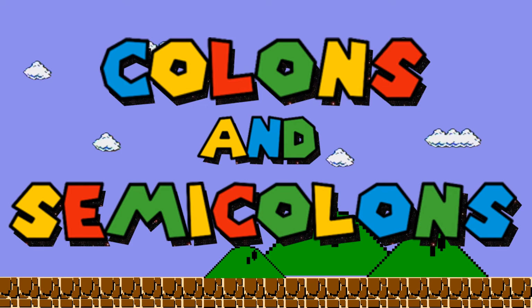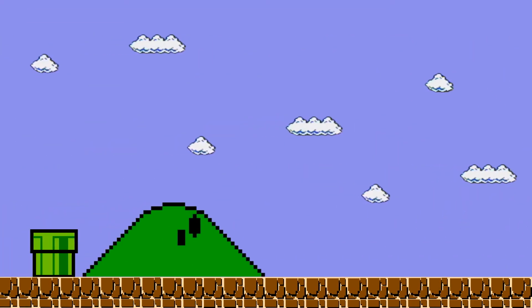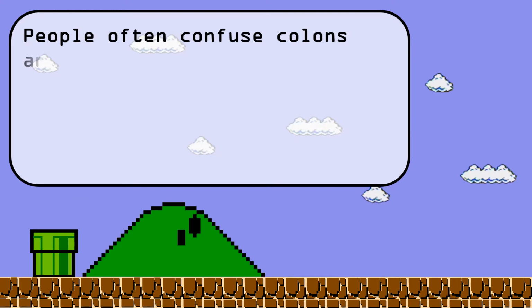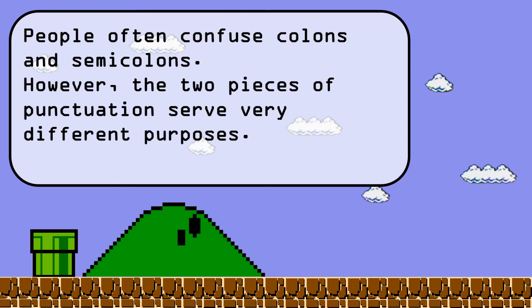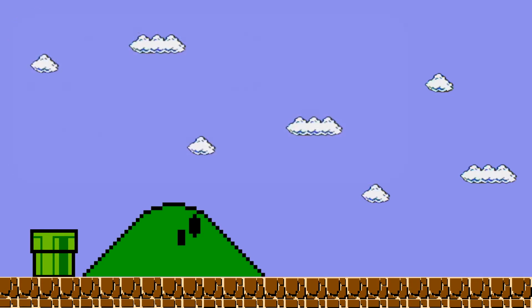On this edition of Punctuation Primer, we're going to talk about colons and semicolons. People often confuse colons and semicolons. However, the two pieces of punctuation serve very different purposes.